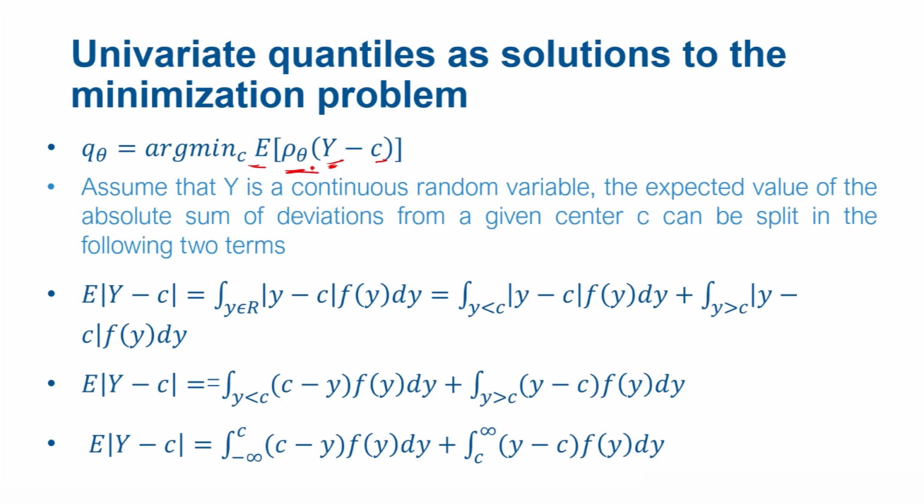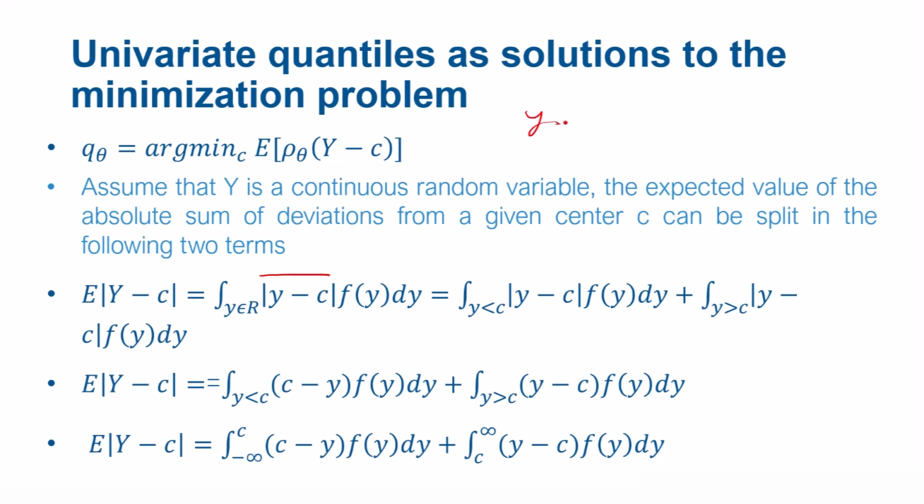Now, for simplicity, rather than the check loss, we look at a specific position, which is the median. For the median, this check loss function minimization becomes this expression. Here y is a continuous random variable and we are trying to minimize the expected value of the absolute sum of deviations from a given center c. Now c is some kind of center and we will try to show that this center is indeed the median when we minimize this kind of absolute residuals.